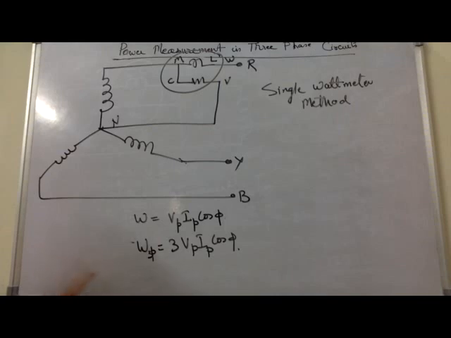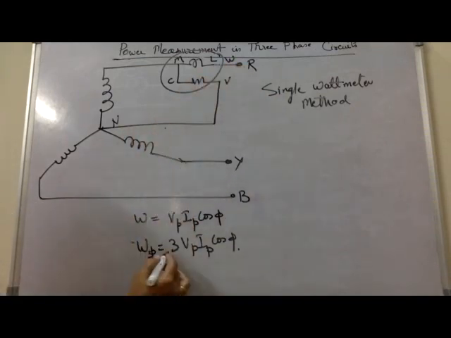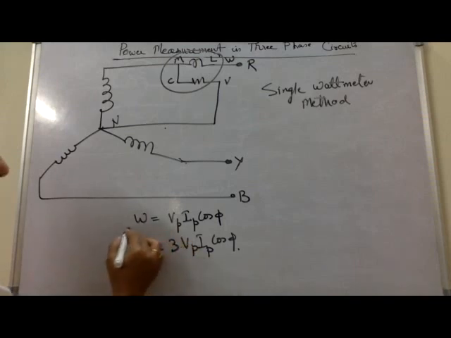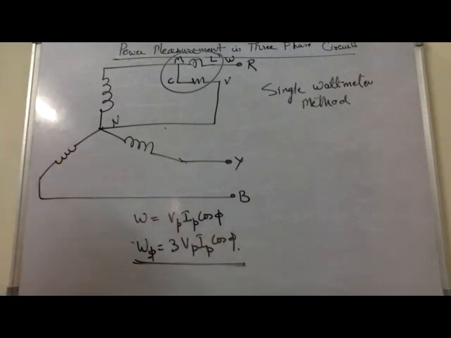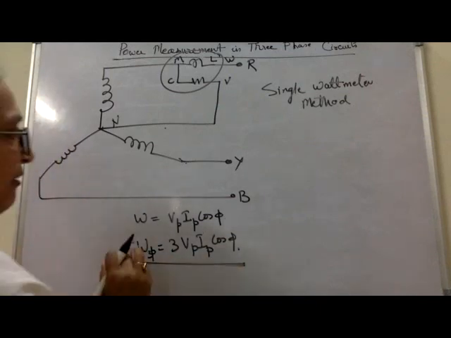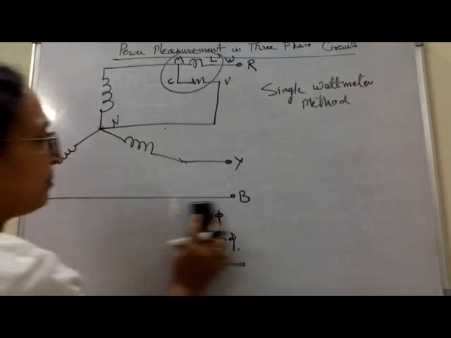This can be used if the system is balanced, that is, all the three loads are the same and the supply voltages are the same. Then we can use the single wattmeter method: connect the wattmeter between any phase and the neutral and multiply the wattmeter reading by 3, and that will give you the total power consumption in the three phase. The other way is the 3 wattmeter method.